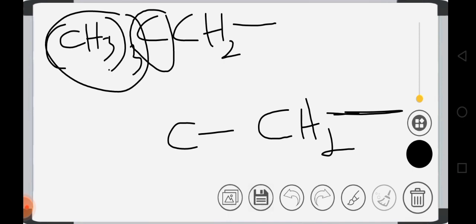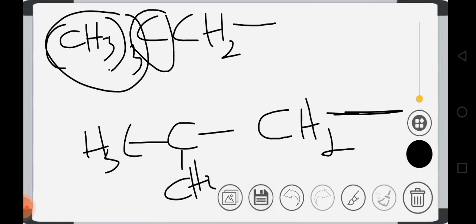Then what about this CH3? You can come here, you put 1 CH3 here. So H3C. Then put 1 here, CH3. Put 1 here, CH3. Did it work? So well. It worked out.